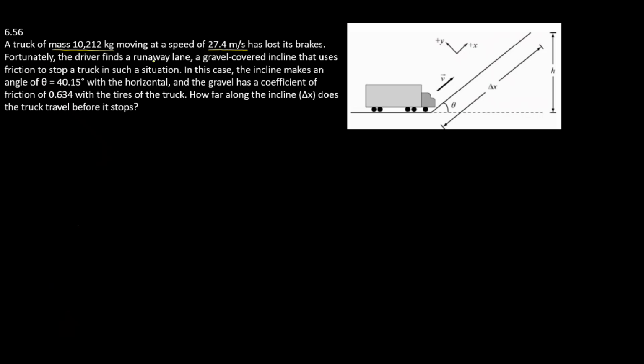Fortunately, the driver finds a runway lane, a gravel-covered incline that uses friction to stop a truck in such a situation. In this case, the incline makes an angle theta equals 40.15 degree with the horizontal. And the gravel has a coefficient of friction of 0.634 with the tires of the truck. How far along the incline delta x does the truck travel before it stops?